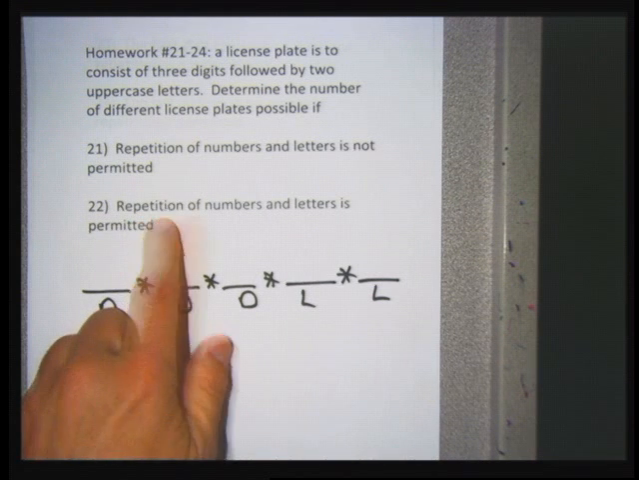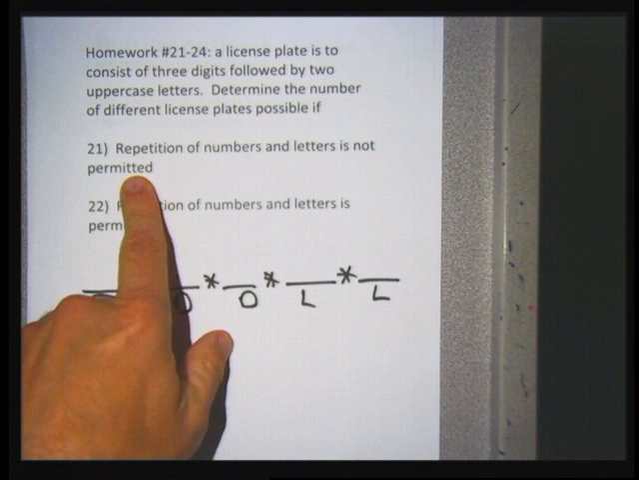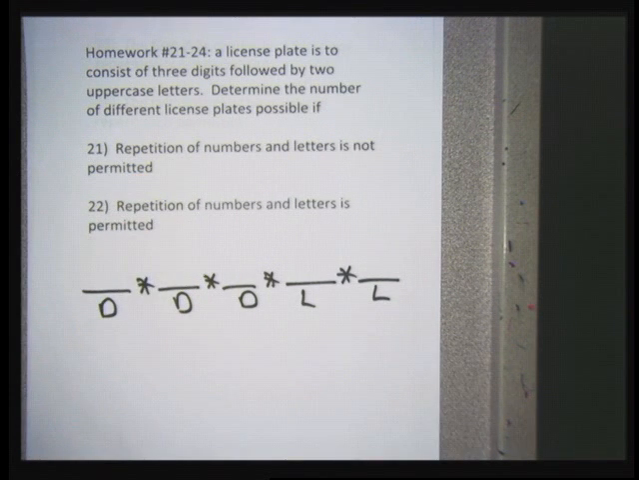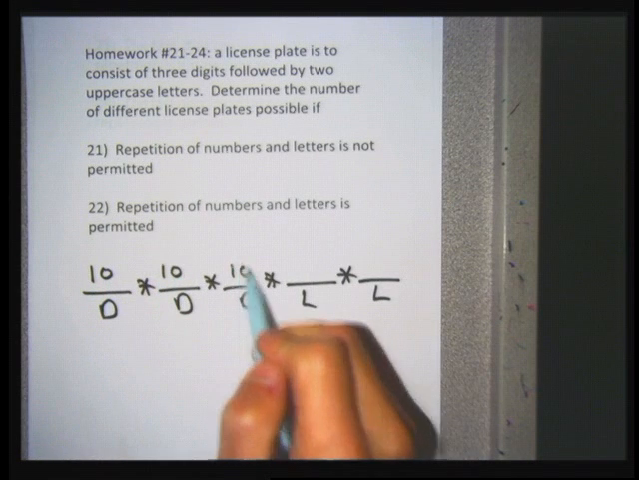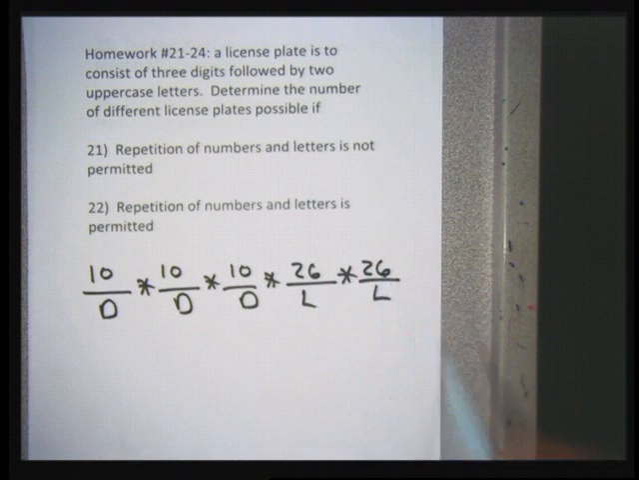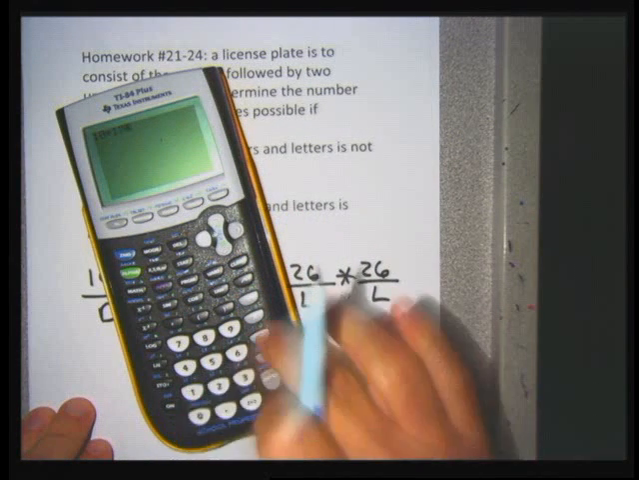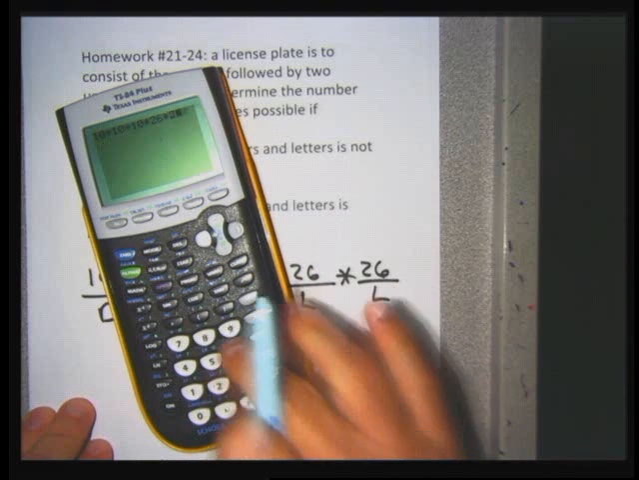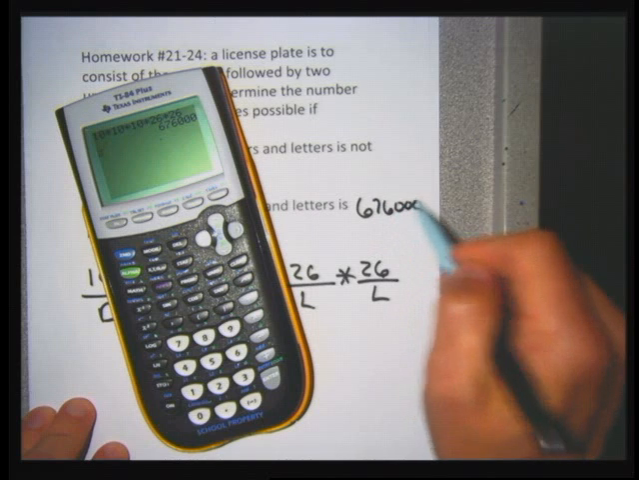Because repetition is permitted for both of them, I'm not going to increment down. On yours, neither are allowed to have repetition, so you're going to increment down. So I'm going to have 10 digits for each of the number parts, because I'm allowed to repeat both letters and numbers. And I'm going to have 26 letters for each of the letter parts. You're going to increment down because you're not allowed to repeat either. And for mine, I get 676,000. Seems like I've had that number already.